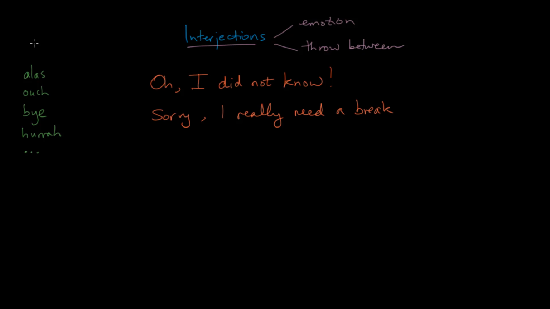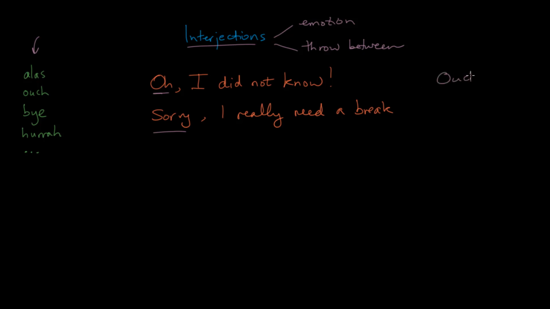Now, as you can see here, we have a bunch of examples of interjections, words like alas, ouch, bye, hurrah, and in our two sentences we have two more, oh and sorry. So these expressions of emotion, as you can see, they don't really relate all that closely, and they can be punctuated in different ways. In this case, we have commas, but if we really wanted to strengthen our expression of emotion, we could add an exclamation mark.